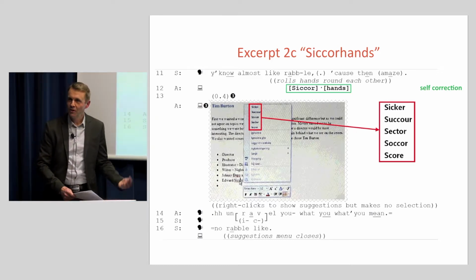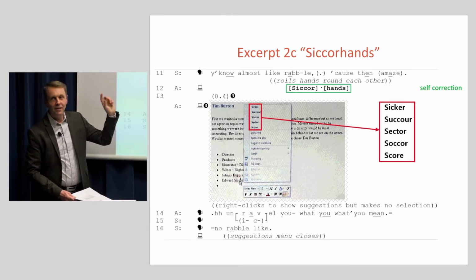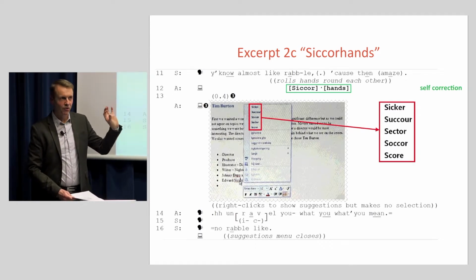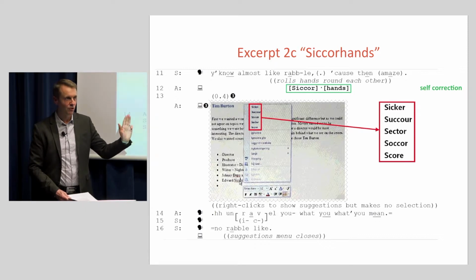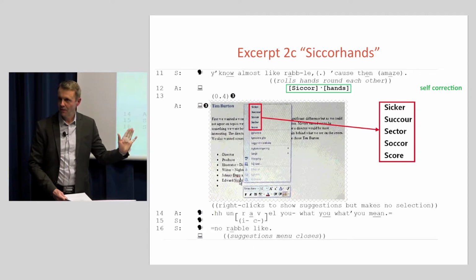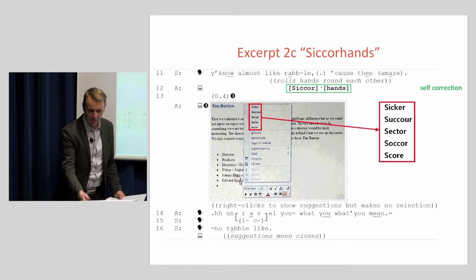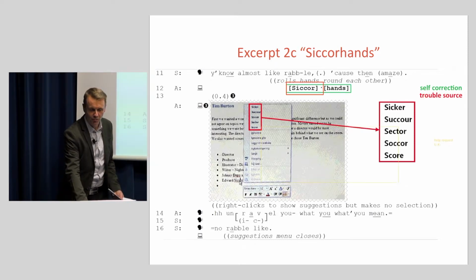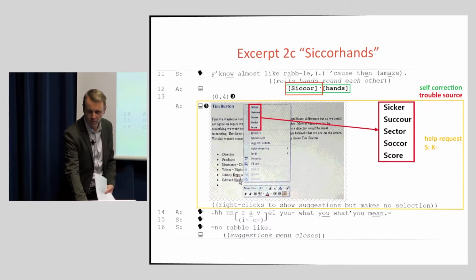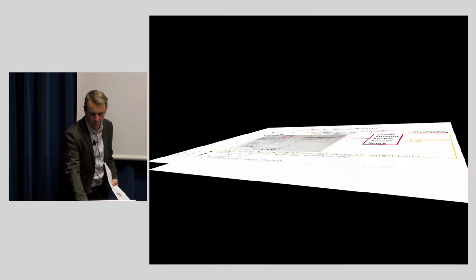But it doesn't work quite because the spell checker works on edit distance, and so if you've got three or more letters wrong, it can't often identify the word. So even though it can be helpful, it's not that helpful if you get it too wrong, which is the case here, because we've got too much wrong. So it doesn't provide the word. So this becomes a new trouble source. She gets a help request, which shows that she doesn't know how to do this.